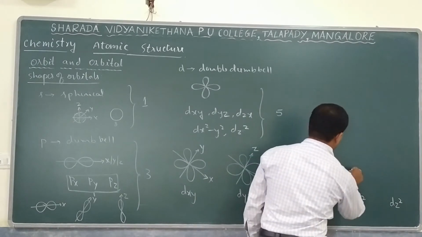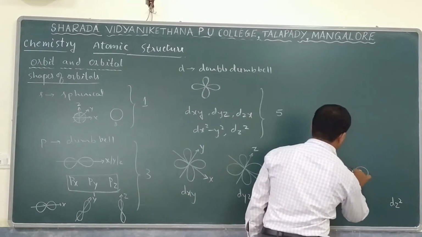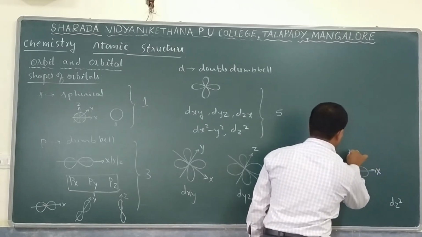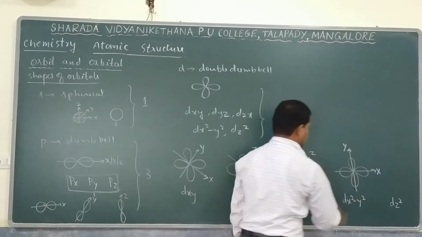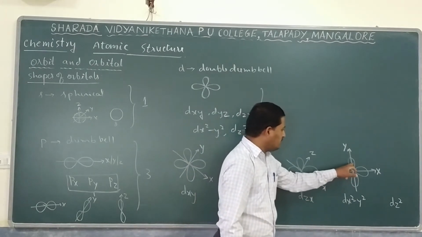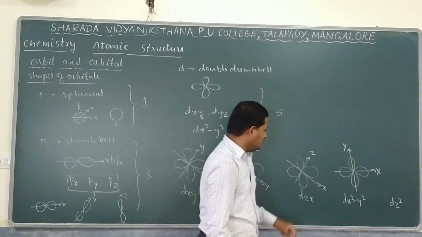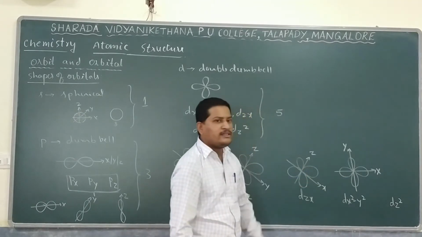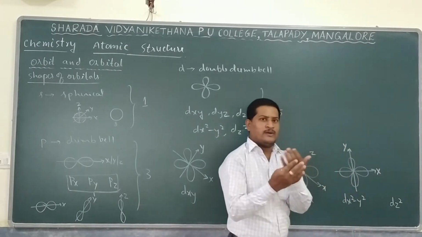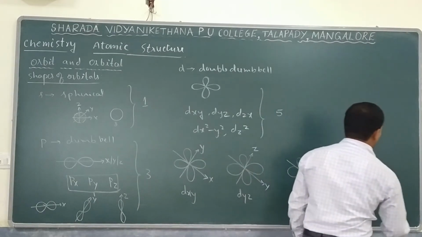Let us see. So this is the d orbital, one dumbbell, another one. This dumbbell is along the x-axis, this is along the y-axis. Here, can you find the difference between these two? Here the two lobes are present along the axis, but here the two lobes are present in between the axes. And in the case of dz square, the two lobes are perpendicular to each other along the same axis.